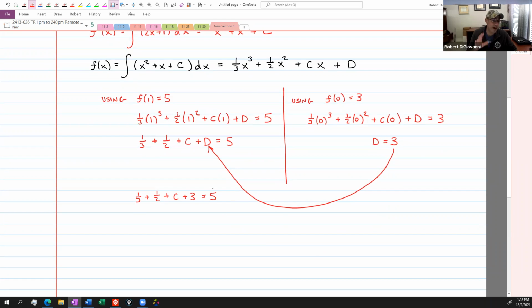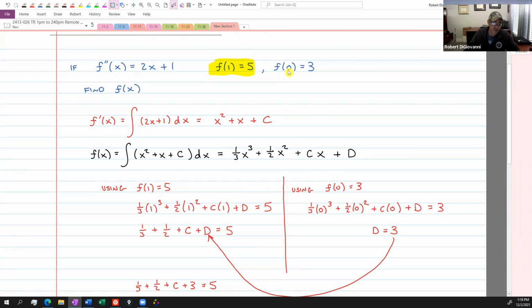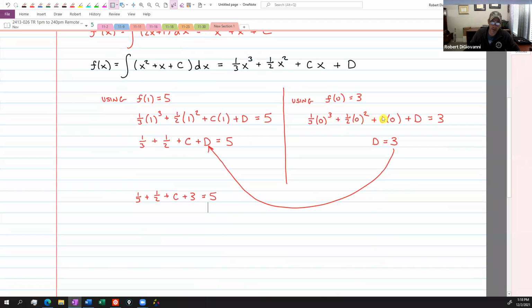Now look, this problem happened to work out real nice because we could get D, all right? But what if we would have not had information at 0? Like, let's say they told us f of 2 was 3. Then we would have to plug 2 in here, right? And this C term would not go away. But what you would have is 2 equations and 2 unknowns. And so you go back to college algebra and you'd set up a system of equations and you would either use elimination or substitution to solve this system, right? So I'm not going to do that. I'm just telling you what could happen. All right. In this problem, it's not happening.